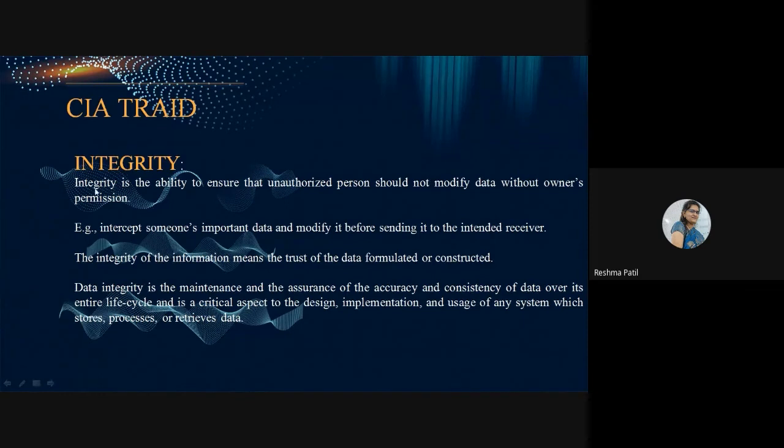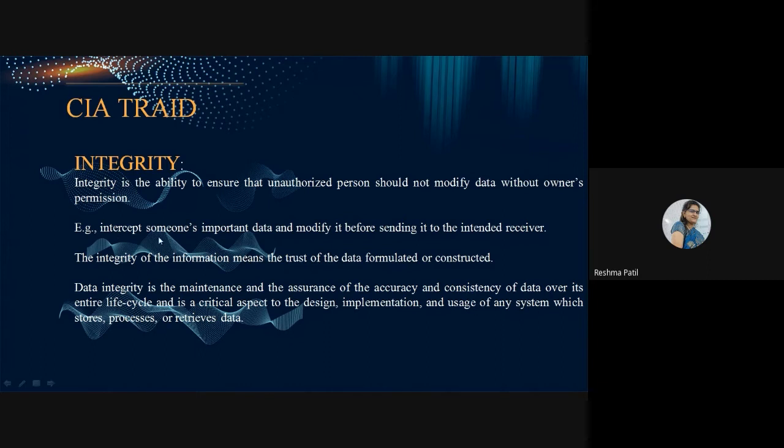Integrity. Integrity is the ability to ensure that unauthorized person should not modify data without owner's permission. So here we have to think only about modification of data. It should not be modified. If modified, there is loss of integrity. If not modified, integrity is maintained. So without owner's permission, unauthorized person should not modify the data. That is called integrity.